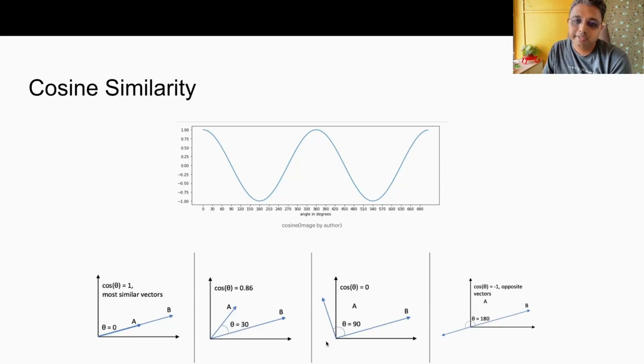And if they are at a 90 degree angle, then the cosine of that angle is 0, so they have 0 similarity, and if it becomes negative, they are in completely opposite directions. That is why the cosine of the angle between the vectors is helpful in measuring the similarity between the vectors.